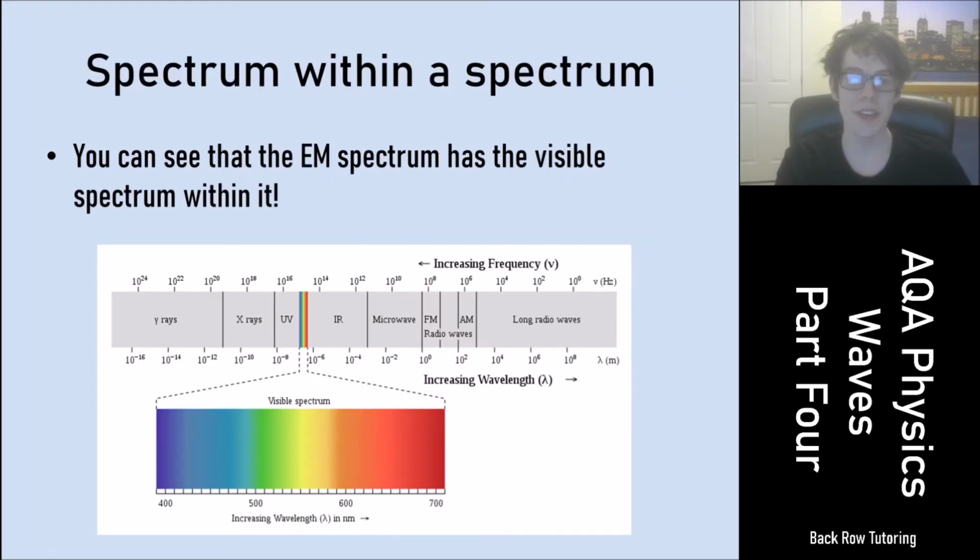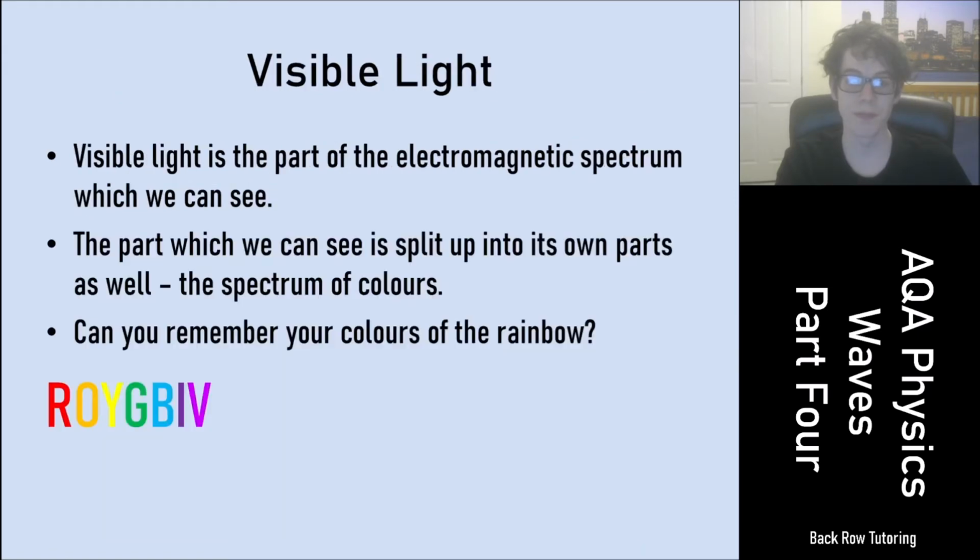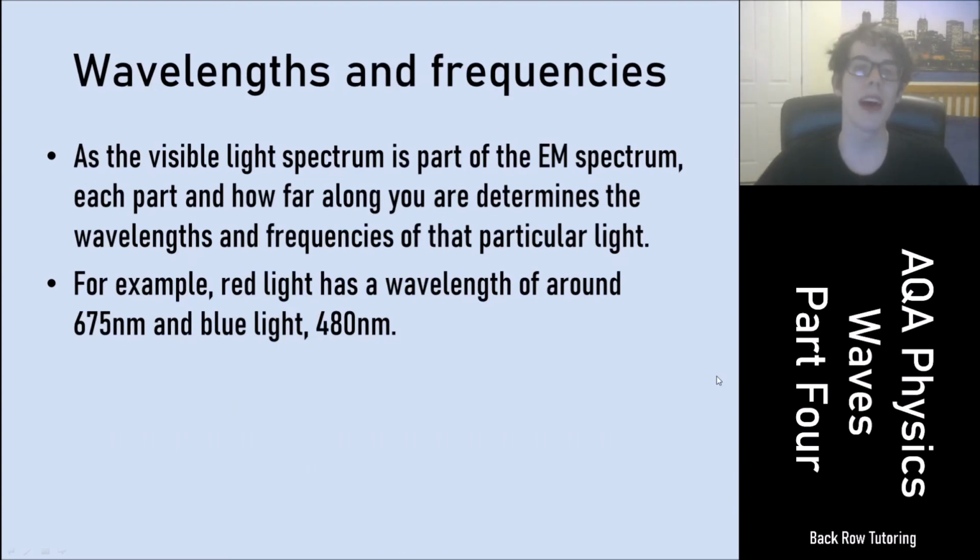You can see that the electromagnetic spectrum has the visible spectrum within it. And just going back to this Roy G. Biv, R stands for red, O stands for orange, Y stands for yellow, green, blue, indigo and violet. As the visible light spectrum is part of the EM spectrum, each part and how far along you are determines the wavelengths and frequencies of that particular light. For example, red light has a wavelength of around 675 nanometers and blue light has a wavelength of around 480 nanometers.